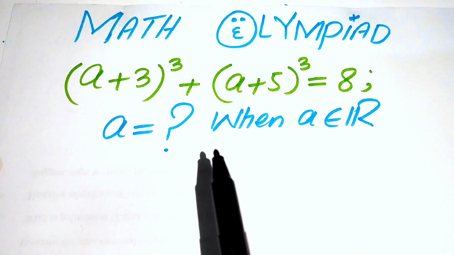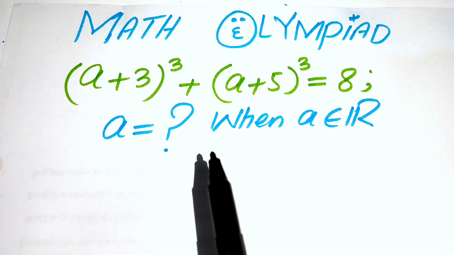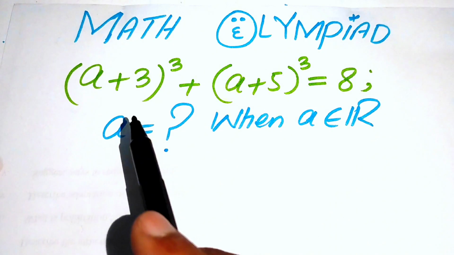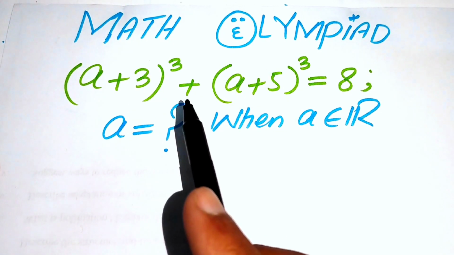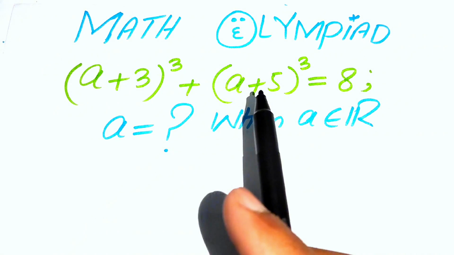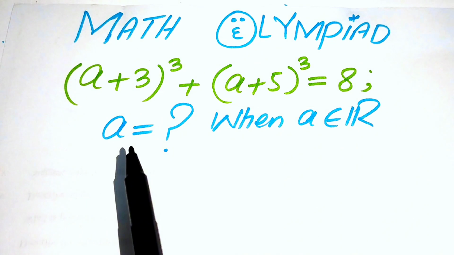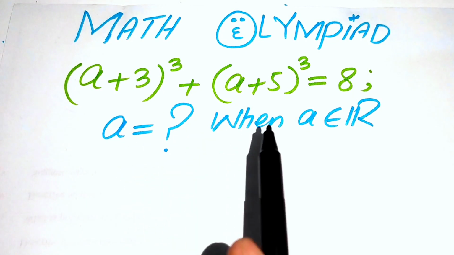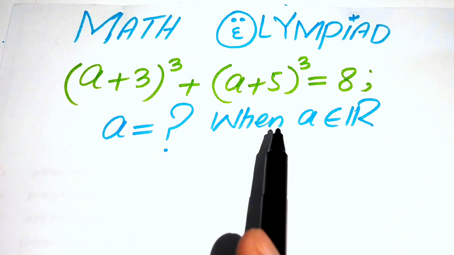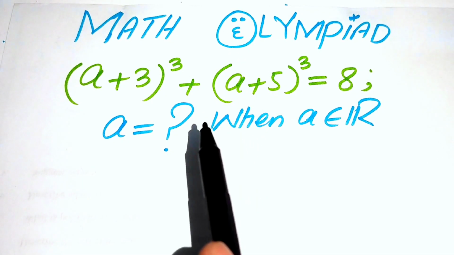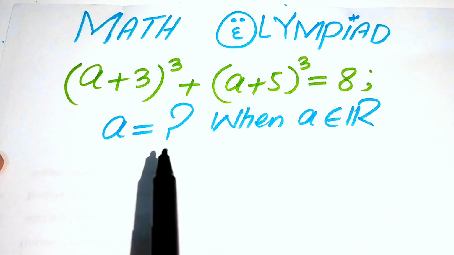In this video, we are going to solve this nice math Olympiad algebraic challenge, and here we have (a + 3)^3 + (a + 5)^3 = 8, and here we find the value of a when a belongs to R. So this means that we can solve this problem for the real values of a.